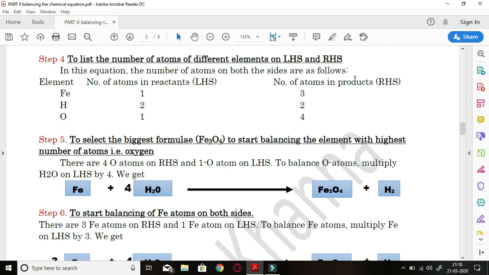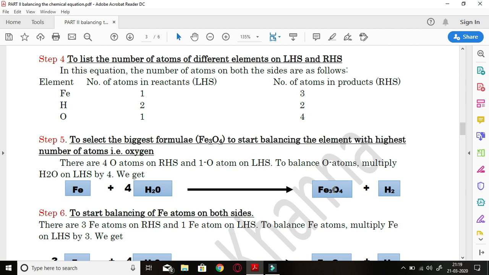And only 1 oxygen atom on left hand side. To balance the oxygen, multiply H2O on left hand side by 4. This is what we have done, that we have multiplied this with 4 in front of it. So in this case oxygen is 4 here, and on the right hand side also oxygen is 4 in number. Right? I hope you got that.